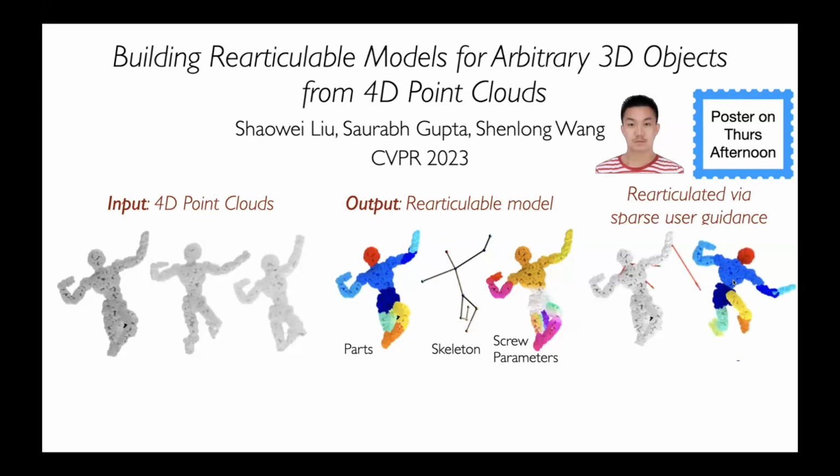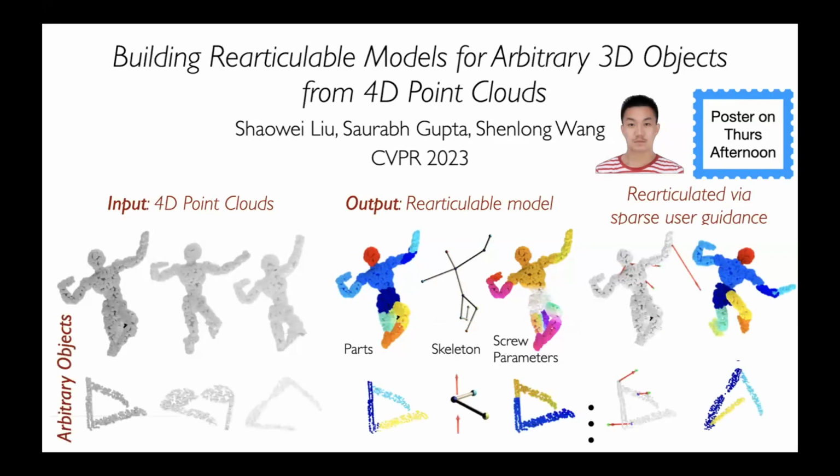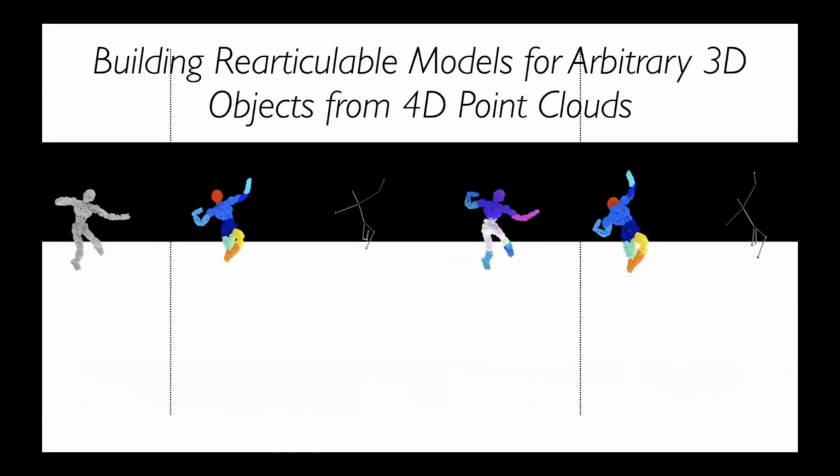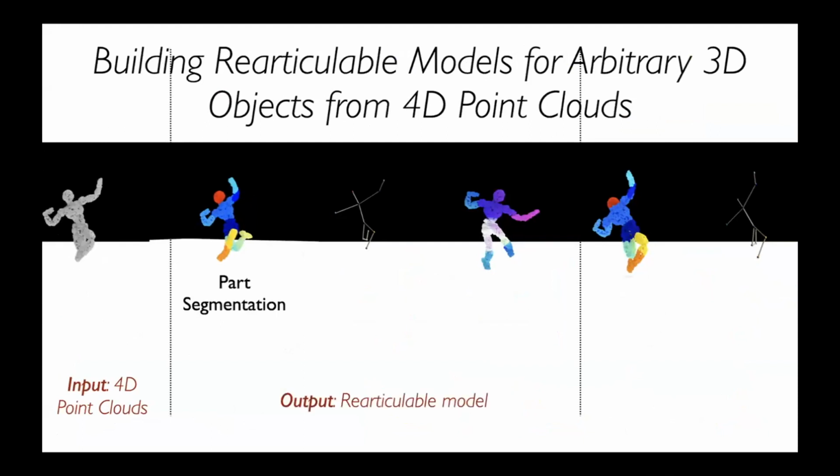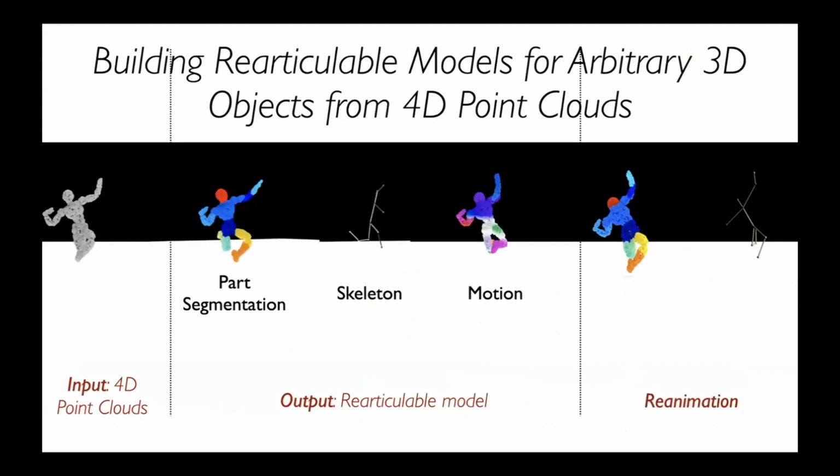And crucially, we're not trying to do this in a category-specific way, but in a category-agnostic way. So we want to be able to handle arbitrary objects without any category information. The same model that I train, whatever method I have, should be able to work for this robot, but should also be able to work for these sunglasses and so forth. Okay, so that's the problem we are interested in tackling. This is the motion, this is the 4D point cloud, this is the rearticulable model with part segmentation and skeletal motion, and this is the reanimation. We can actually articulate this and regenerate things, right? Okay, good.